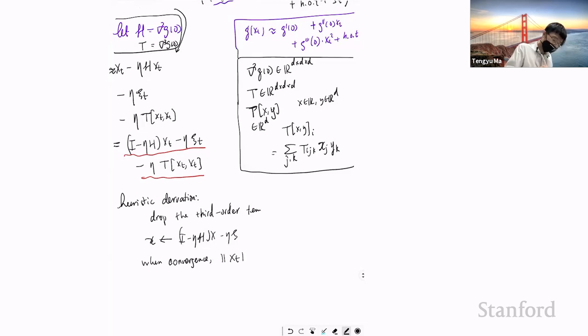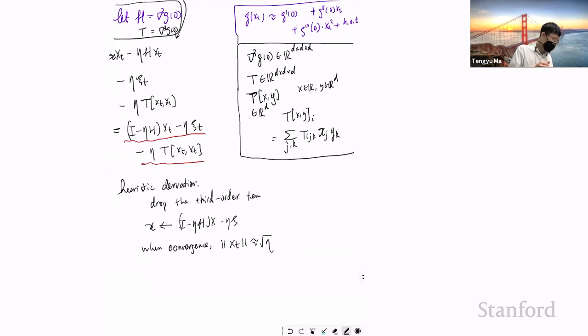xt will be something on the order of square root eta. Here I'm ignoring all the dependencies except the dependency on eta. Now if you look back at this third order term, when xt is on this order, eta t xt, what is this? This is on the order of eta squared, because xt contributes square root eta, and there's an eta here. So basically, you have an eta squared term, which sounds very small.